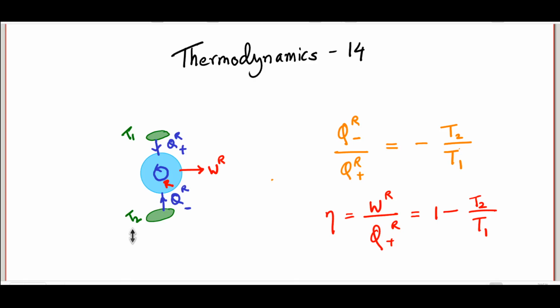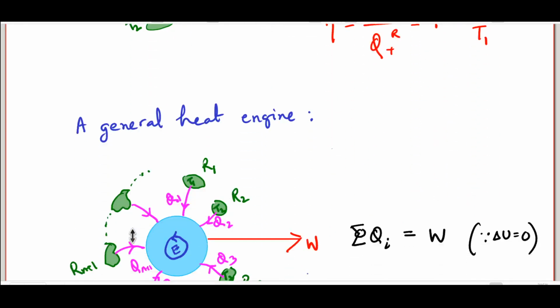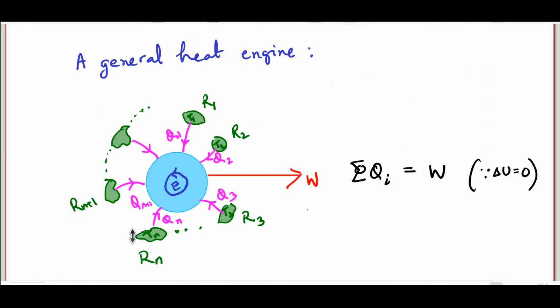Now what we are going to do today is use this result to establish a very important inequality which will work not just for a reversible engine running between two reservoirs, but for any engine whatsoever. Let me remind you that a general heat engine would take heat from many different reservoirs at temperatures T1, T2, T3 and so on, and the amounts of heat it takes in from these reservoirs will be Q1, Q2, Q3, Qn and so on.